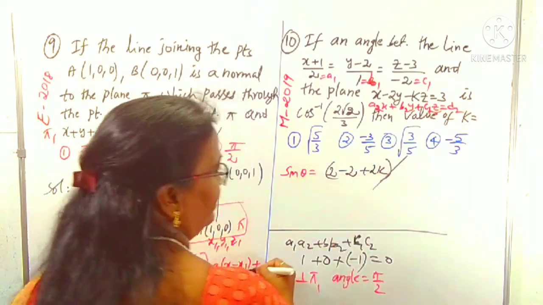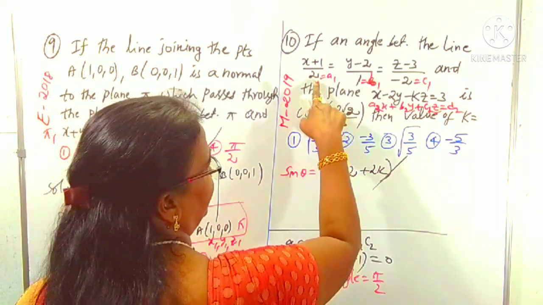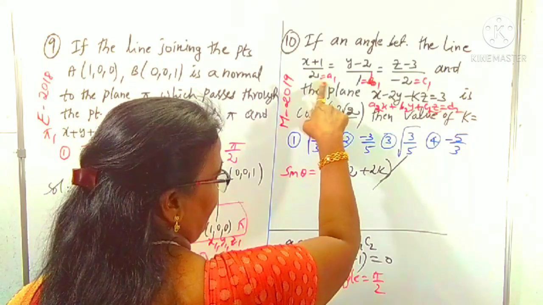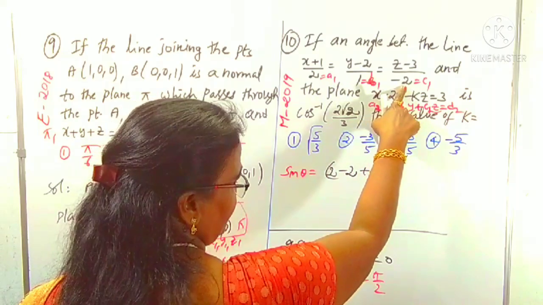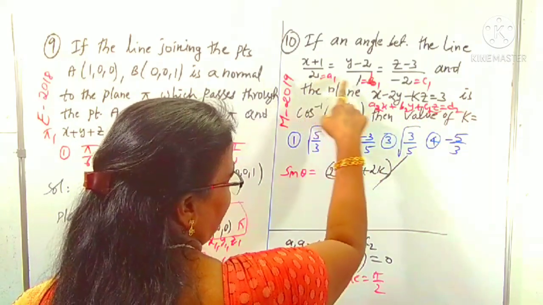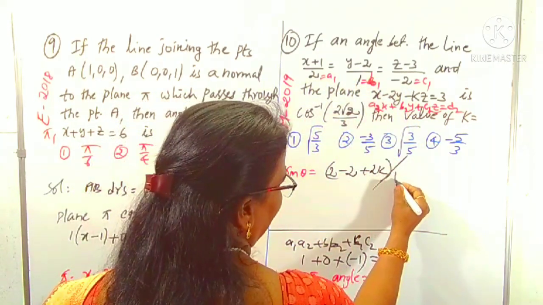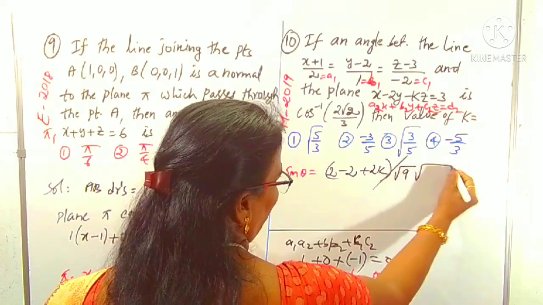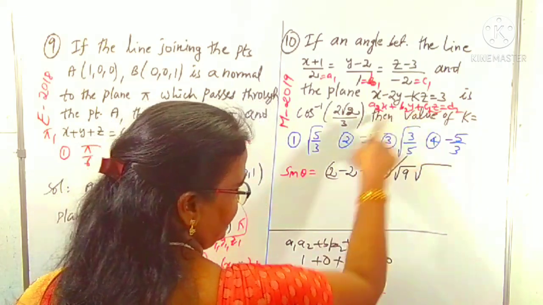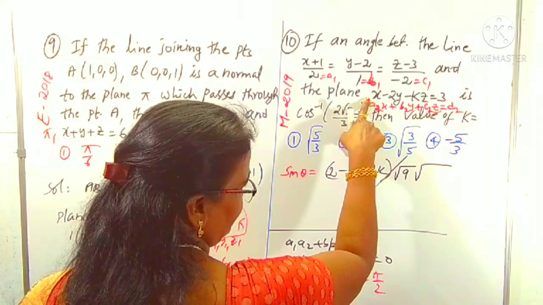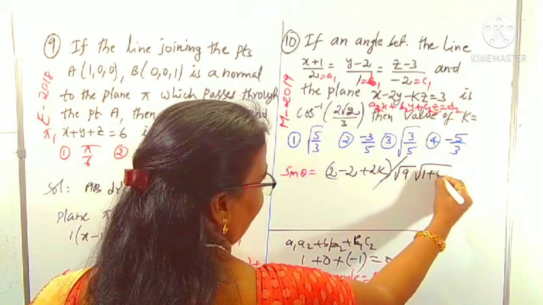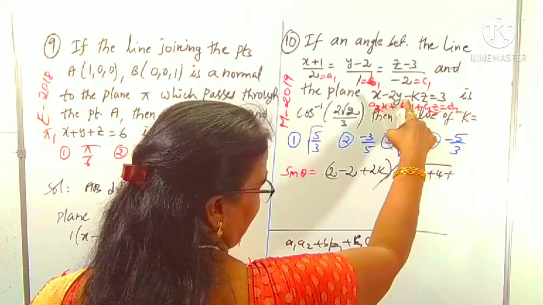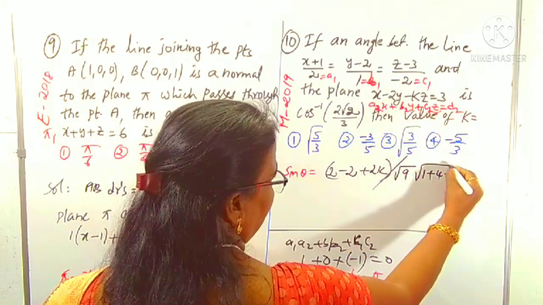Divided by root over a1 square plus b1 square plus c1 square. A1 square is 4, B1 square is 1, plus C1 square is also 4. 4 plus 1 plus 4 means what? 9. That is root 9. Into root over a2 square plus b2 square plus c2 square. That is a2 square, 1 square is 1, plus b2 is minus 2 whole square is 4, plus c2 is minus k whole square is k square.